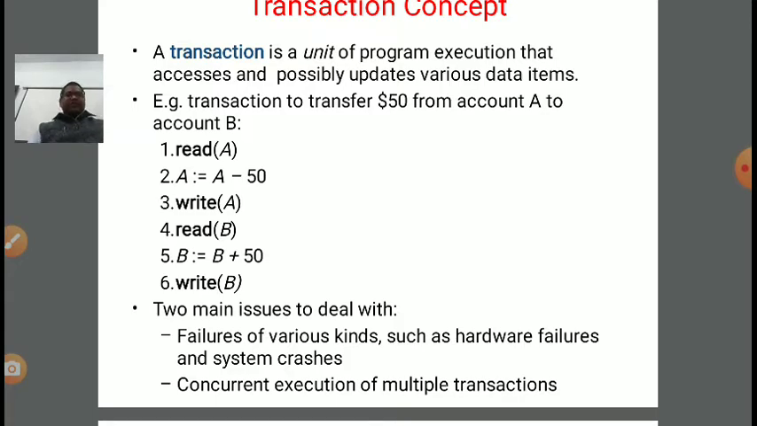Failure might occur of various kinds, such as hardware failure and system crashes. The second issue is concurrent execution of multiple transactions.